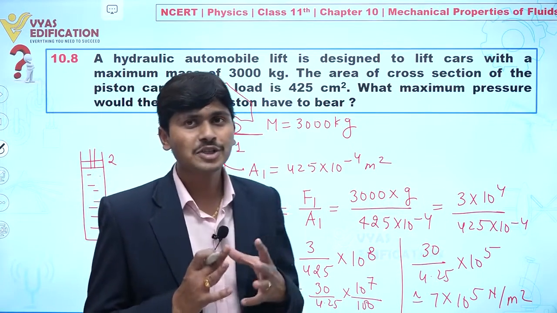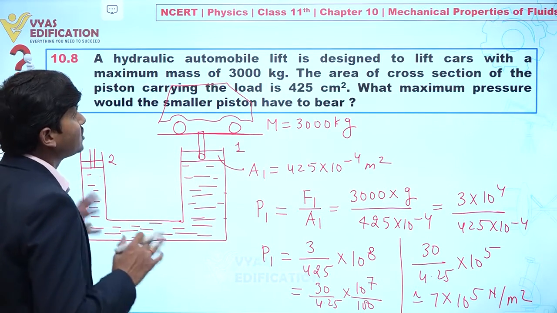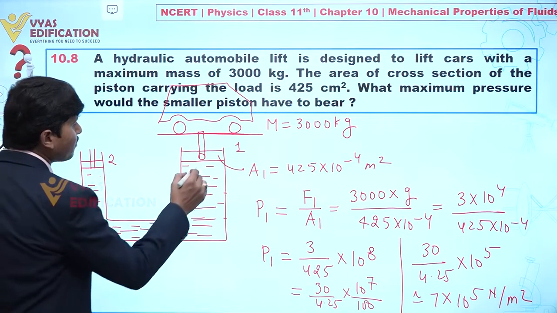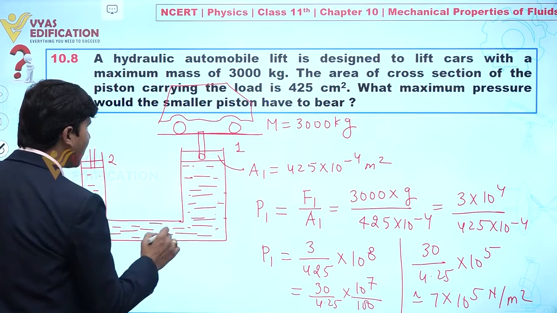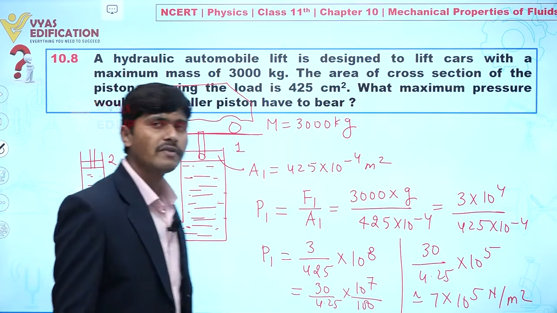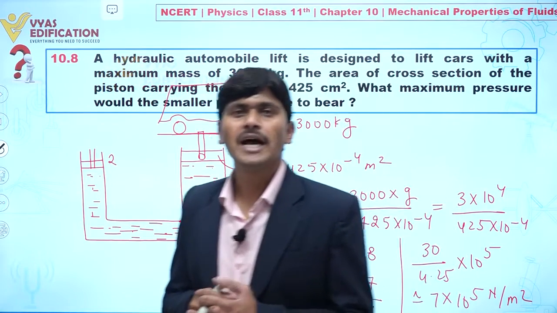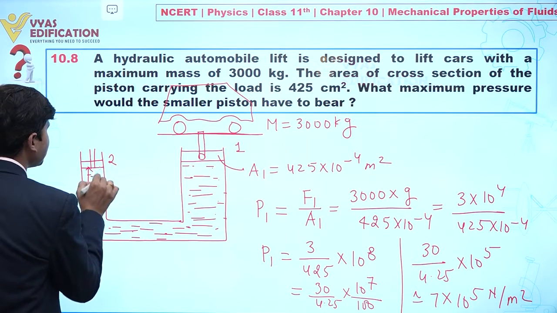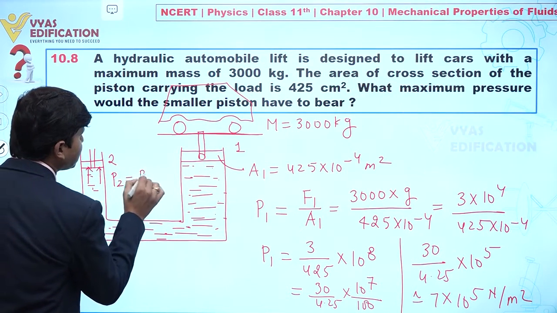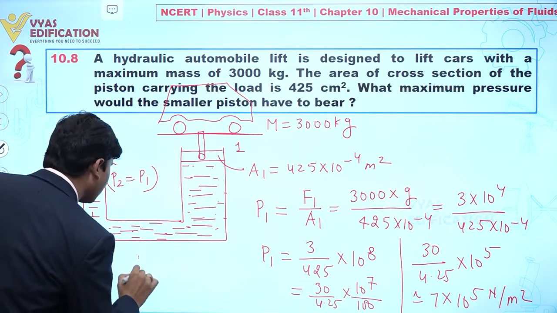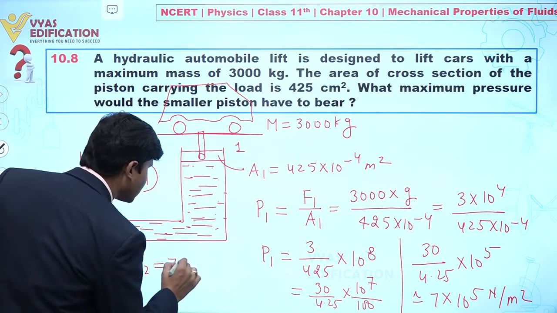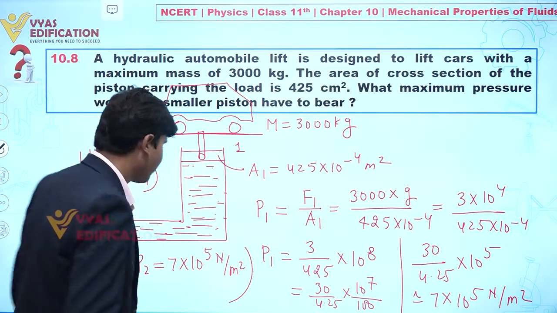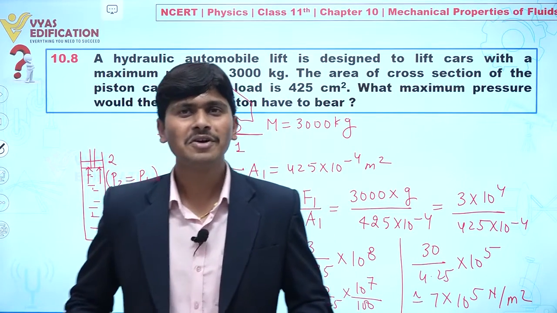But what is our objective in this question? Our objective is very clear: to calculate the maximum pressure exerted on the smaller piston. Now from Pascal's law we can say that pressure at every point in this liquid will be the same. Whenever we have a static fluid, the pressure is equally transmitted in all directions. So the same pressure is transmitted to the smaller piston. It means P2 equals P1. So directly we can say the value of P2 is 7 into 10 to the power 5 Newton per meter square. So we have the same value. This is all about this question.